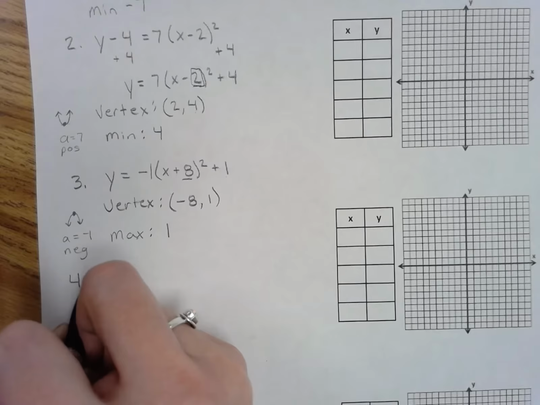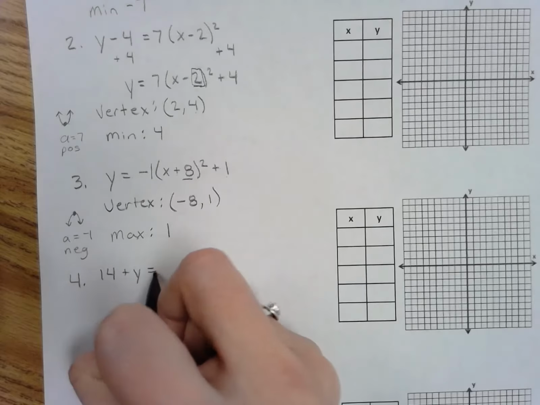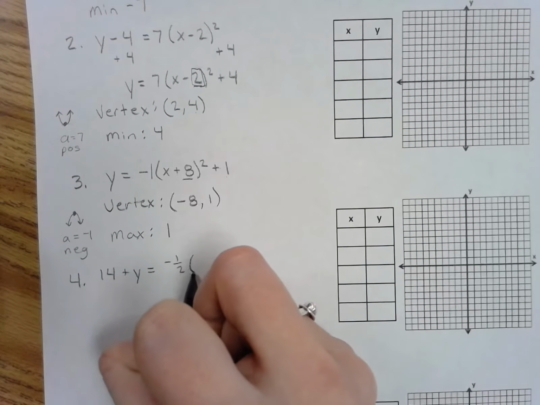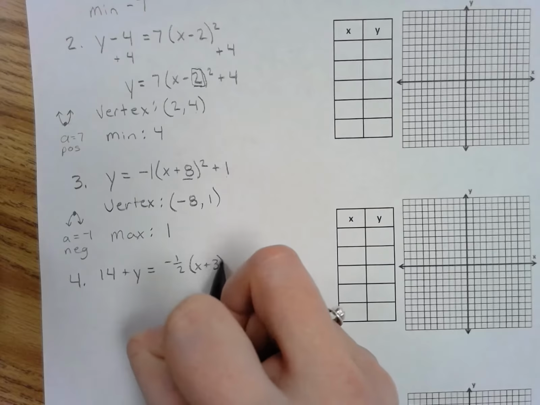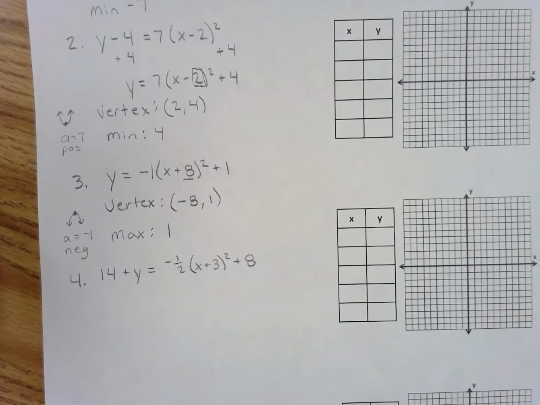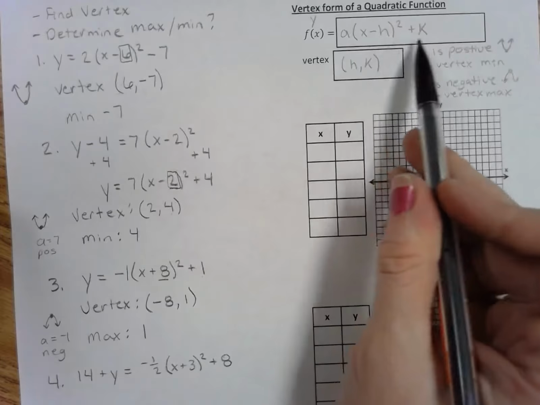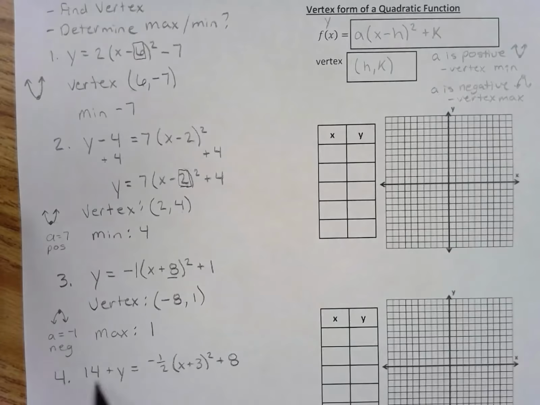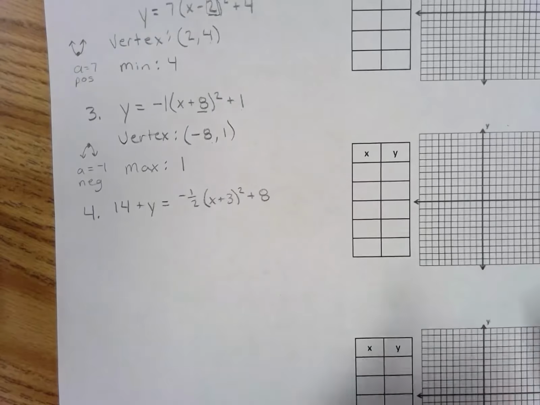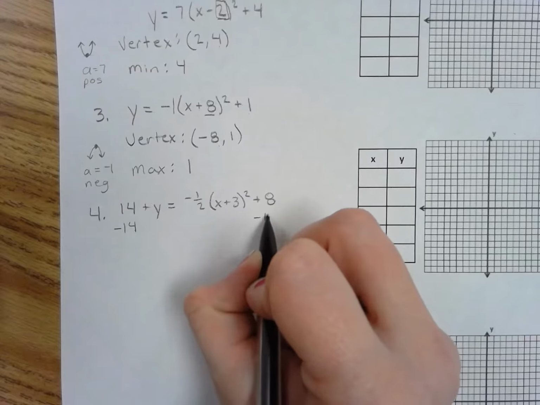Number 4, we have 14 plus y equals negative 1/2 times x plus 3 quantity squared, plus 8 there at the end. It's close to vertex form. We have this 14 over here on this side with the y, so it's not quite in vertex form just yet. We have to get that y by itself. So subtract 14.